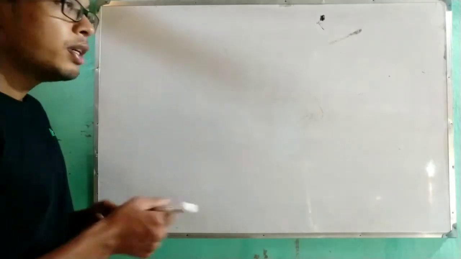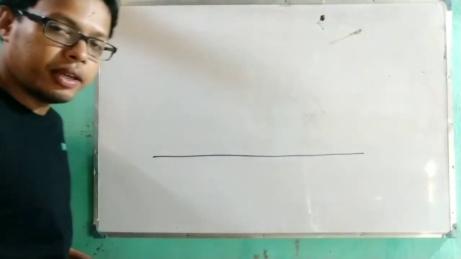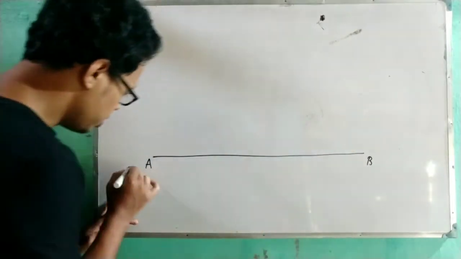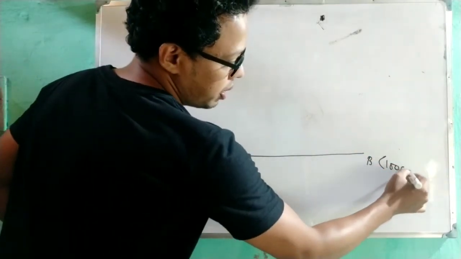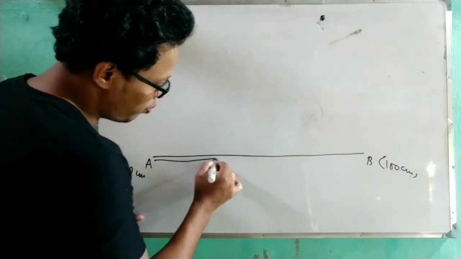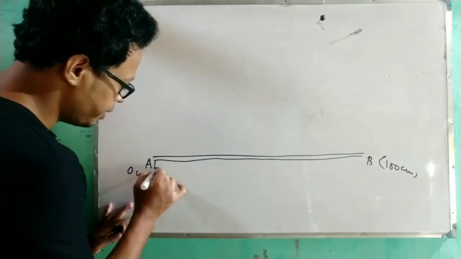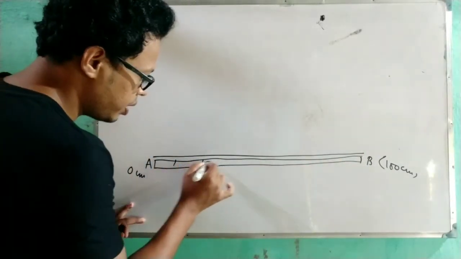Now what is the construction of the meter bridge? In a meter bridge there is one wire of length 100 centimeter. I am giving the names A and B. This is the 0 centimeter mark and this is the 100 centimeter mark. And one scale is attached with the wire by which we can measure the length. This is the scale.